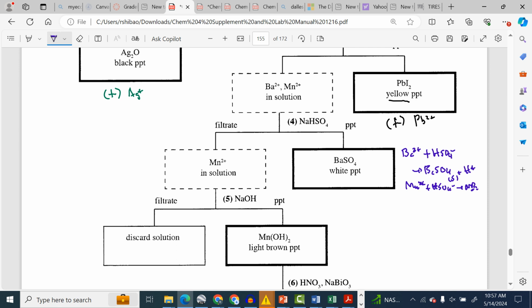All right, this one we're only going to give one wash. The one wash is so we don't lose any supernatant solution containing manganese. So that one wash will combine here. We don't have to do any further washes here because we're done with barium analysis. This is a positive test for barium ion.